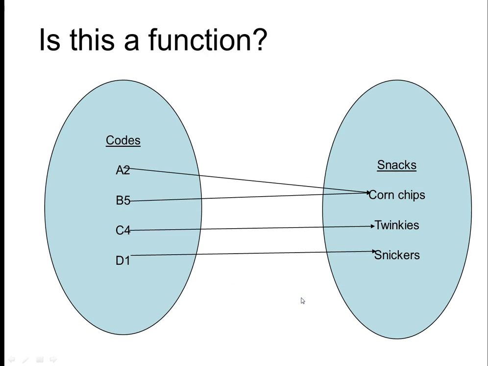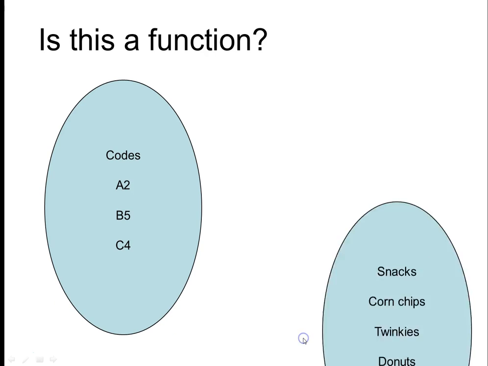All right, let's look at this one. Is it a function? Yes. Let's go back to our snack machine because for a moment there you might have thought it wasn't, but it is. If we press A2, what came out? Corn chips. Just one. If we press B5, corn chips came out. Just one. This is still a function because only one treat came out with each button.